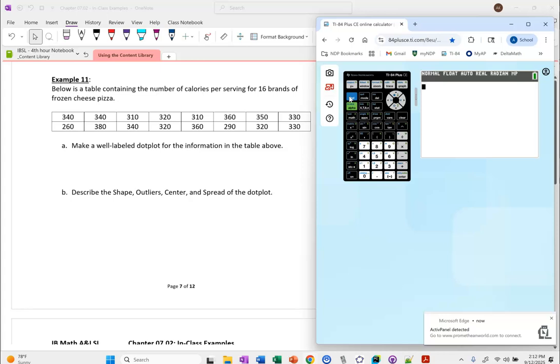So, what would you want to do for this then? If I have to make a dot plot, I just have to draw. I want to sort that data first, right? Let's do that. That'll help at least a little bit, right? Wait, what do you do again? Second stat, ops, sort A.